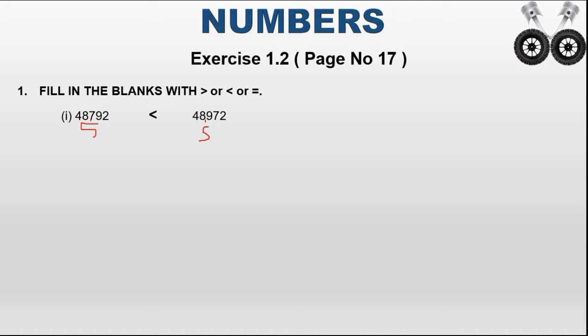So 4, 4. Both are having the same number in the first position. And second, 8, 8. Both are having the same number. And then third, here 7 and 9. Which is the greatest? 9 is the greatest. So 48,792 is less than 48,972. Okay. So what is the next number?